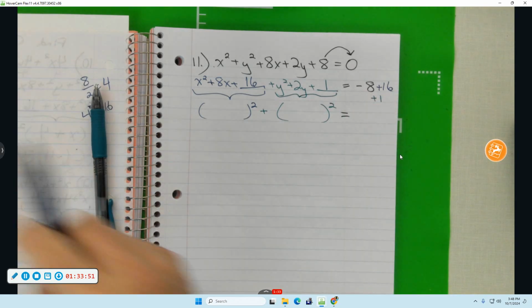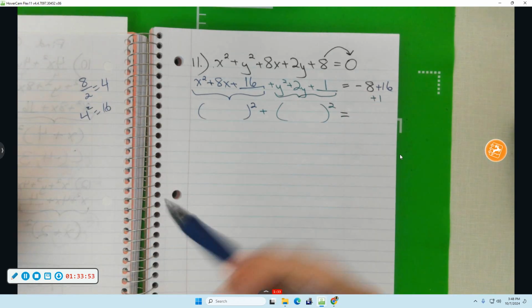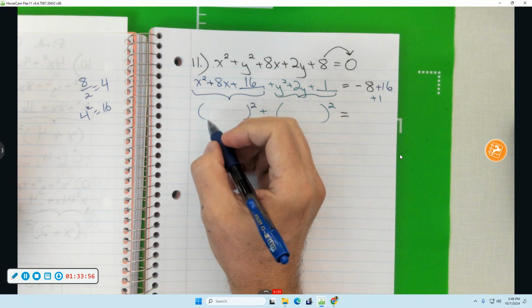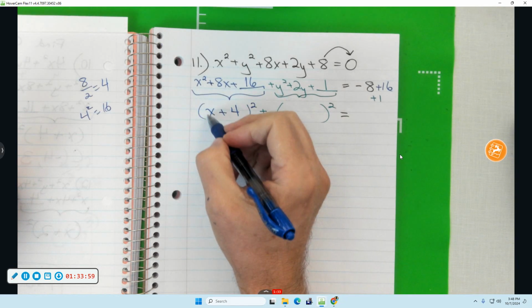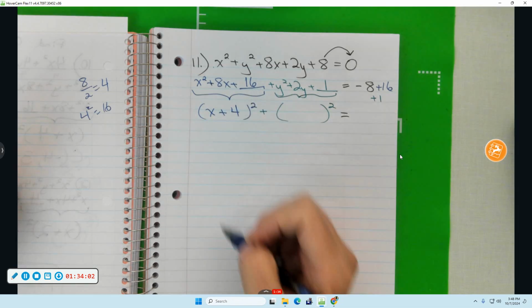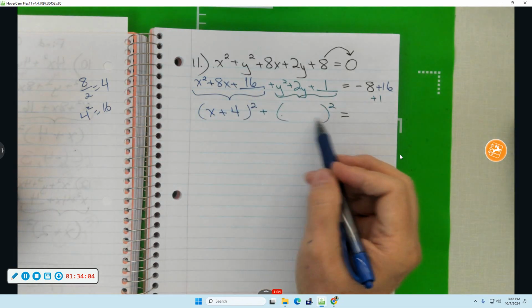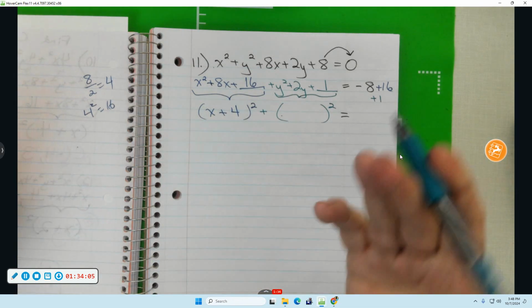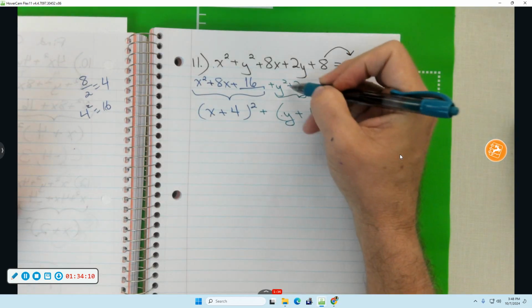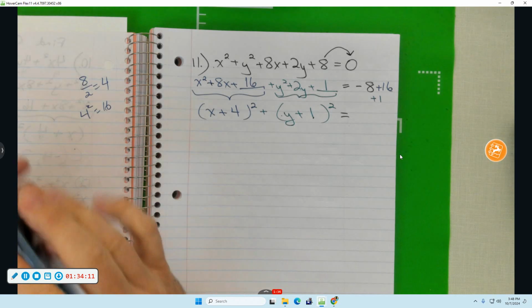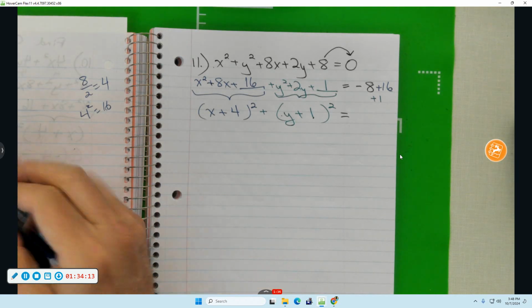What are we going to have inside the x parentheses? X plus 4, I agree. Variable, sign, half of that number. What's going to go inside the y parentheses? Y plus 1, I agree. Variable, sign, half of that number. What have we got on the right-hand side?